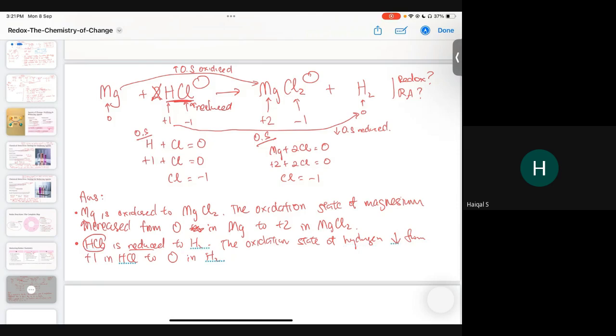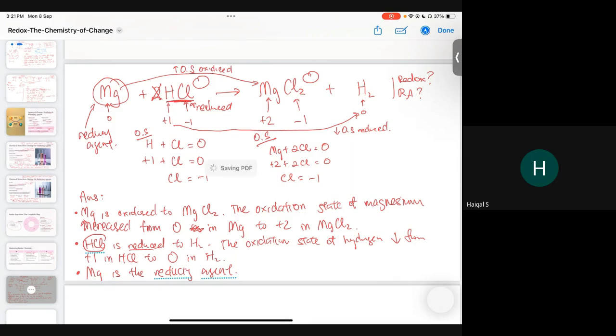Now, there's only Mg reacting with HCl. So if HCl is reduced, who or what substance reduced it? So therefore, I can conclude Mg is the reducing agent. Because HCl is reduced, something must have reduced it. What's the something? It is one of the reactants that have reacted with it, right? So therefore, Mg here is the reducing agent.